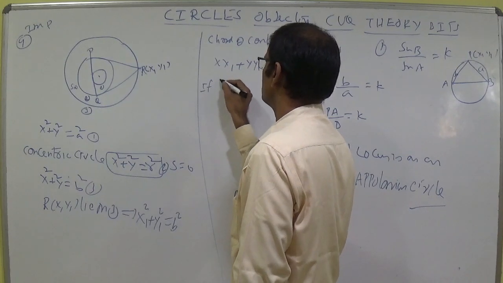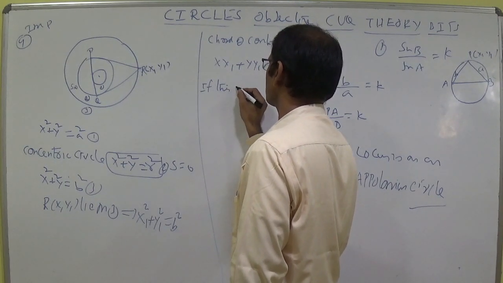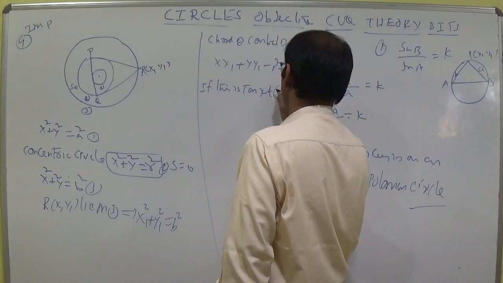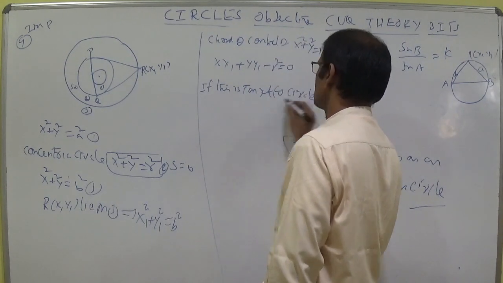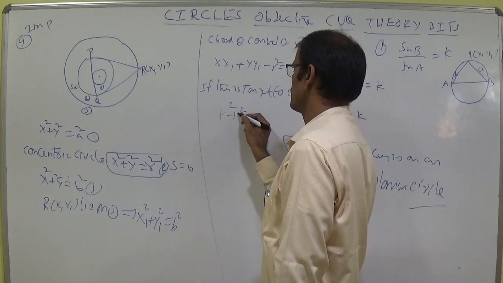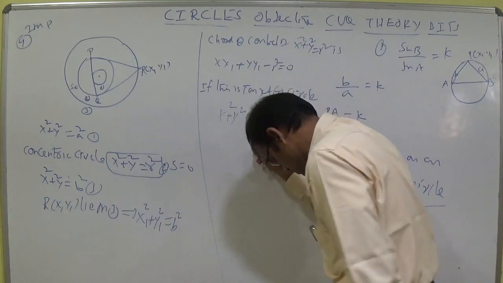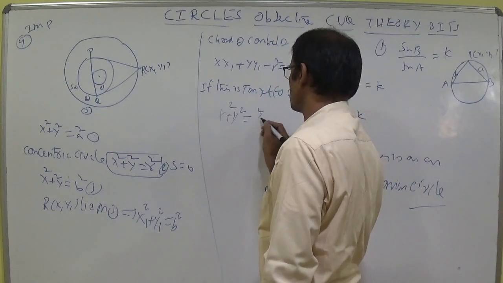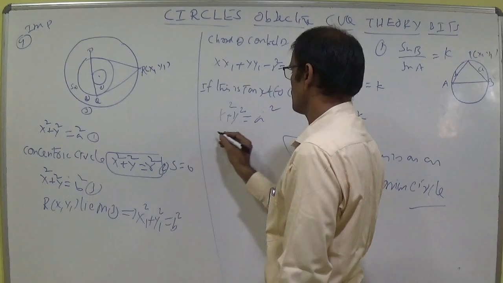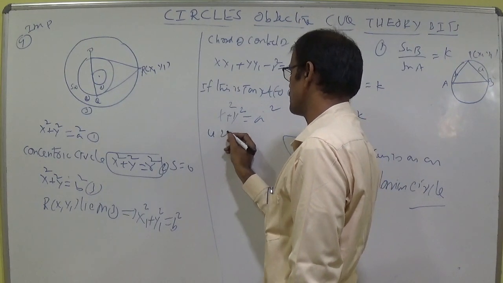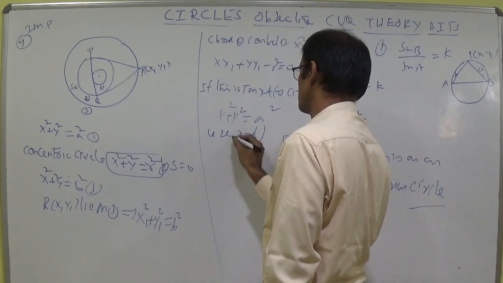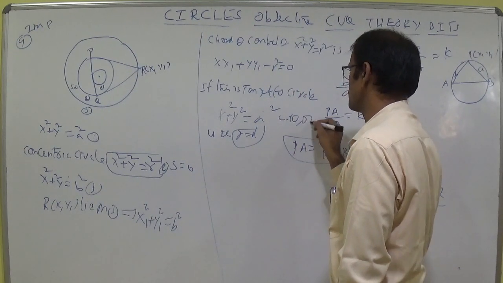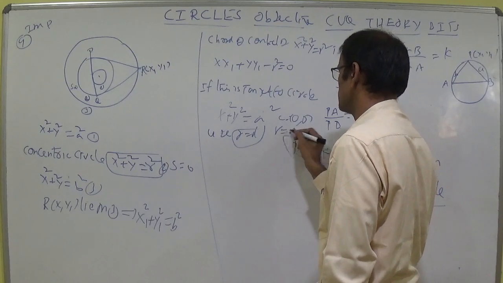If this chord of contact is tangent to the circle x square plus y square is equal to a square, whenever a line is tangent to a circle, use r is equal to d. What is the center here? 0, 0. What is the radius here? It is a.